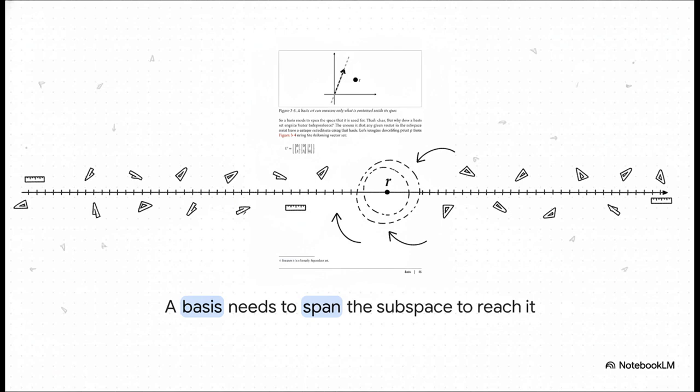Now, to be a valid measuring stick, a basis has to follow two incredibly strict rules. Rule number 1, it absolutely must span the subspace. In science, you simply cannot measure something that you cannot physically reach. Look at that point floating out there. The dashed line is our 1D subspace. Because the point is floating way out in 2D space, our 1D basis ruler simply cannot reach it, which means it definitely cannot measure it.